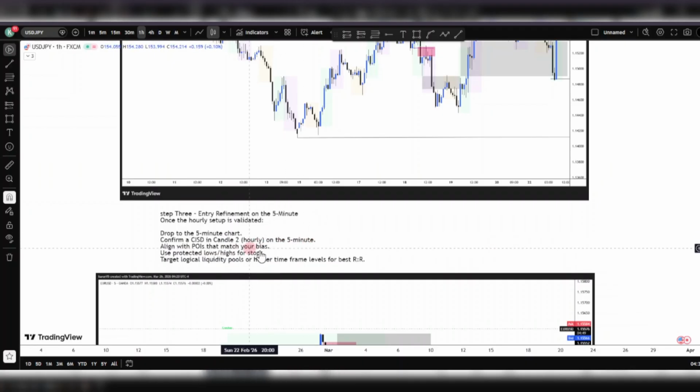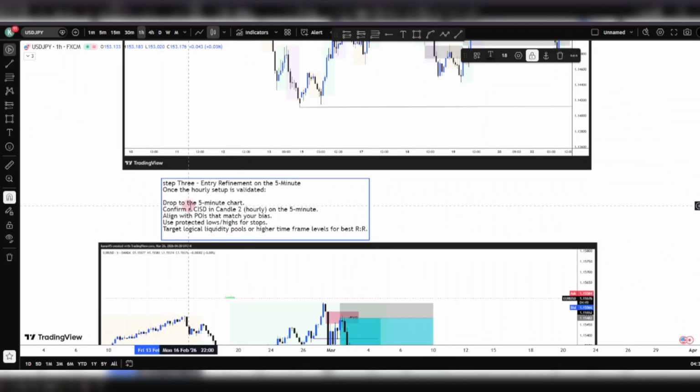Points of interest can be order blocks, they can be fair value gaps. Because now we are bearish, we want to consider bearish fair value gaps and bearish order blocks. So use your protected swing highs or lows for your stop loss, and then target logical liquidity pools or a higher time frame key level for the best risk to reward ratio.